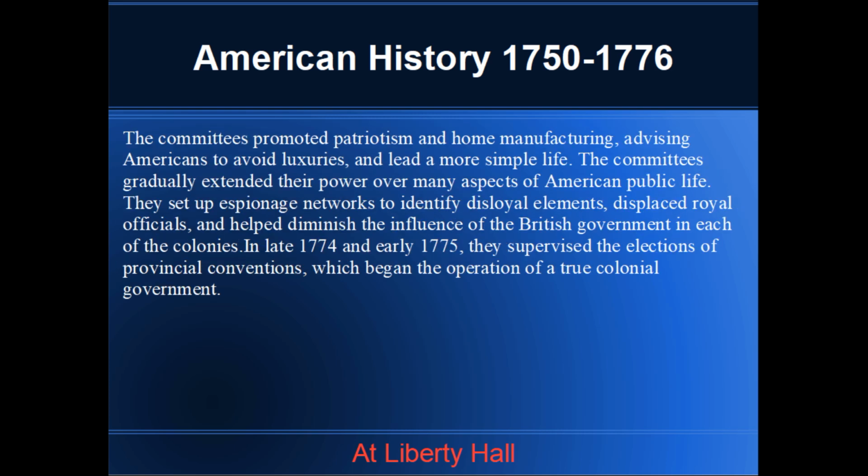The committees promoted patriotism and home manufacturing, advising Americans to avoid luxuries and lead a more simple life. The committees gradually extended their power over many aspects of American public life. They set up espionage networks to identify disloyal elements, displaced royal officials, and helped diminish the influence of the British government in each of the colonies. In late 1774 and early 1775, they supervised the elections of provincial conventions, which began the operation of a true colonial government.